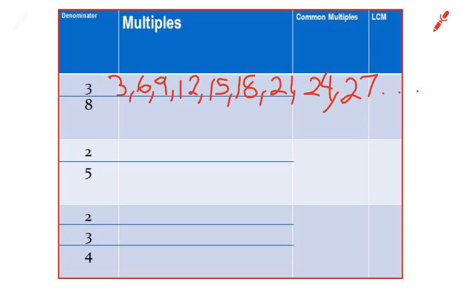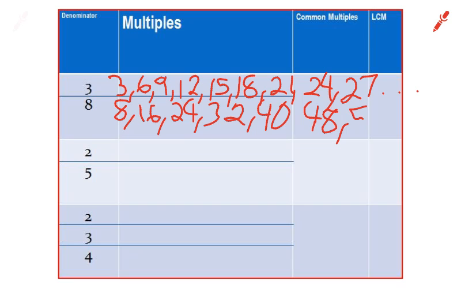Commas. Tell me multiples for 8. Multiples for 8 right here. Go up to 64. Multiples for 8 are 8, 16, 24, 32, 40, 48, 56, and 64.